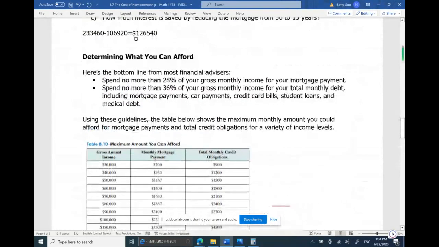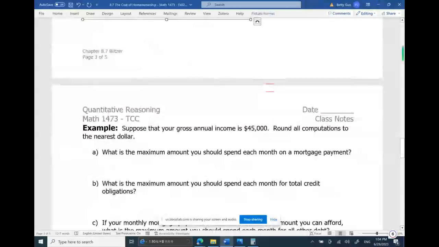Let's look at this guideline. Spend no more than means at most 28% of your gross monthly income for your mortgage payment. So we are going to follow that guideline to answer this part A, okay? Your gross annual income, 45,000 divided by 12. That is your monthly gross income, right? And you can afford at most 28% of the monthly gross income on your mortgage payment. So that's the maximum that you can afford.